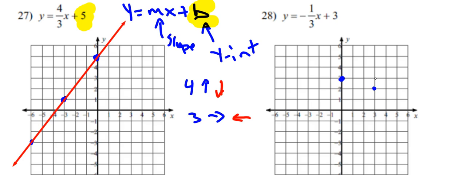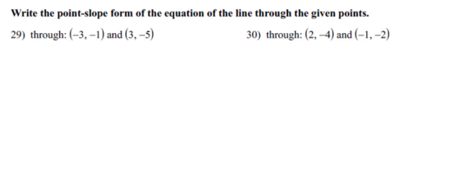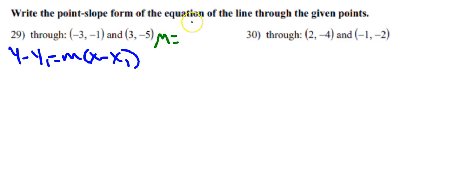Let's look at 29. Here at 29, we're going to write the point-slope form of the equation of the line that goes through these 2 points. Remembering that first we're going to need a slope, because the point-slope equation is y minus y1 equals m times x minus x1. And our slope equation is m equals y2 minus y1 over x2 minus x1.